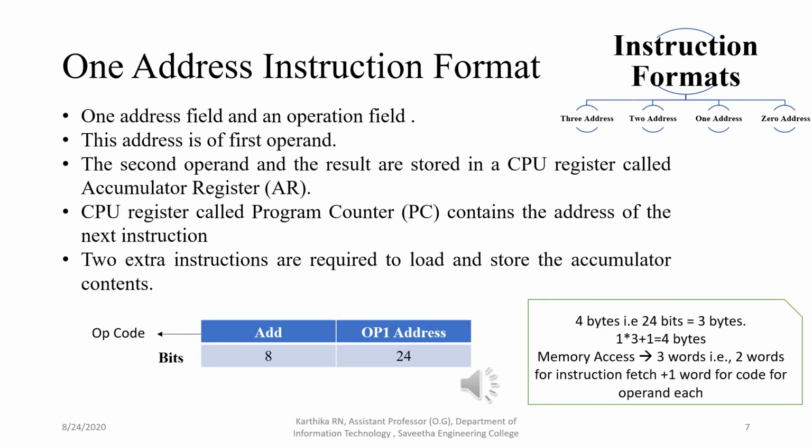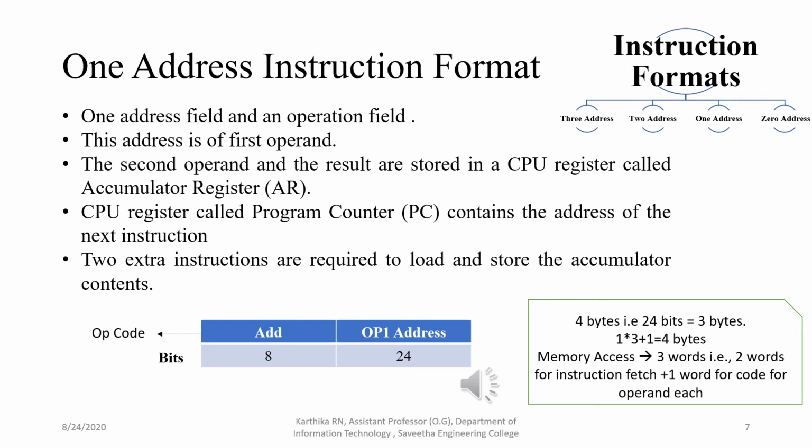CPU register called program counter, that is PC, contains the address of the next instruction. In the one address instruction format, we have one address field and an operation field. This address is of the first operand. The second operand and the results are stored in a CPU register called the accumulator register. Since a machine has only one accumulator, it need not be explicitly mentioned in the instruction. The same as in the other address formats, the program counter holds the address of the next instruction. In this scenario, two extra instructions are required to load and store the accumulator content.